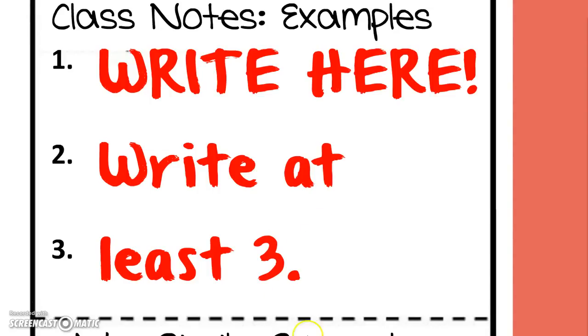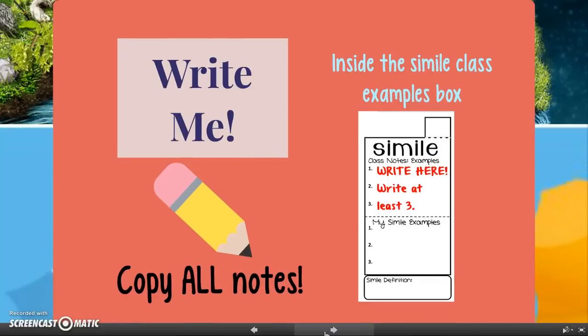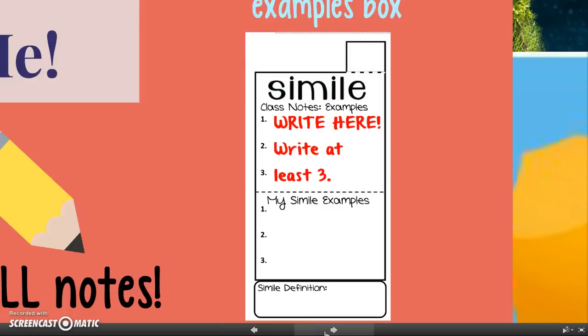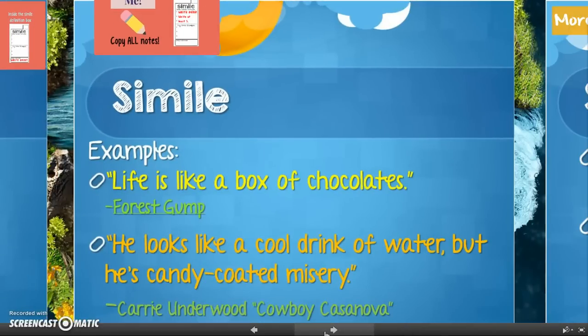So, with that in mind, let's take a look at a couple. I bet you've heard of some of these. Don't forget to copy all notes, too. Life is like a box of chocolates. That's from Forrest Gump. And there's another one from Carrie Underwood, Cowboy Casanova: He looks like a cool drink of water, but he's candy-coated misery.